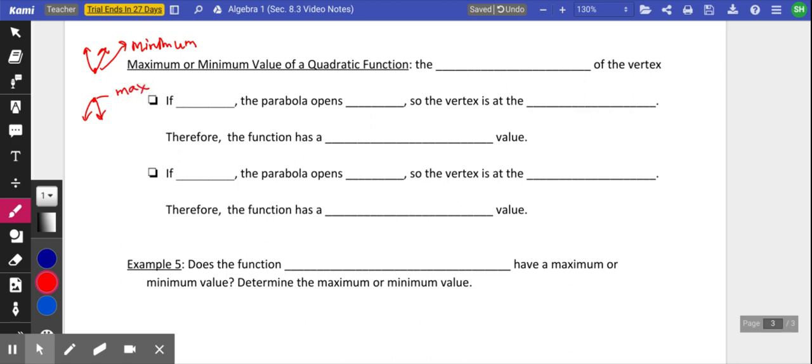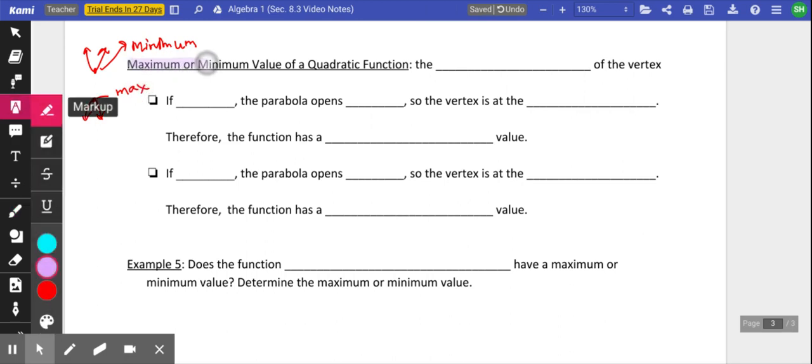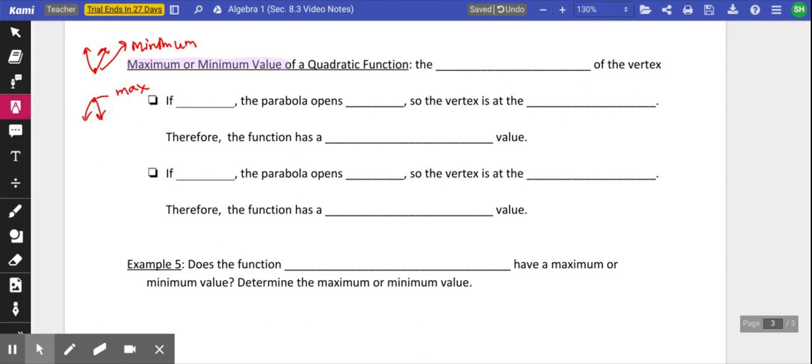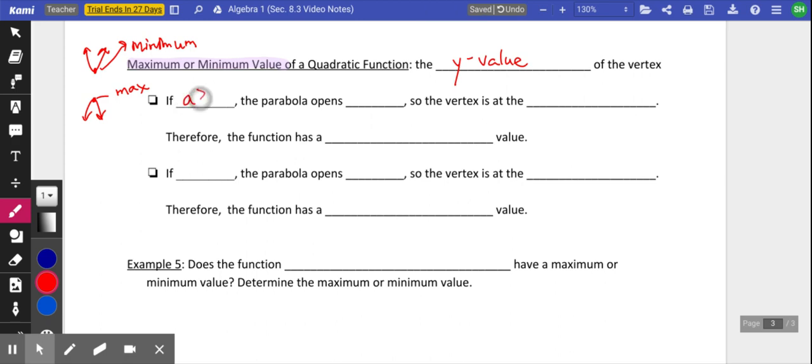The maximum or minimum value of a quadratic function is going to be the y value of the vertex. When a is bigger than 0, that's when our parabola opens up, so the vertex is at the bottom. Since it's at the bottom, it has a minimum value. So again, this is the example of things opening up, a being bigger than 0.